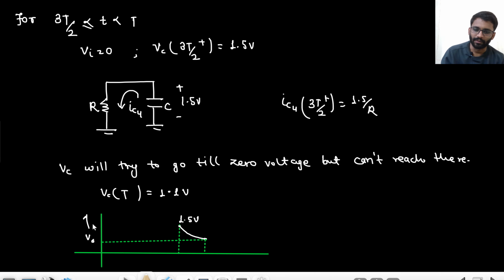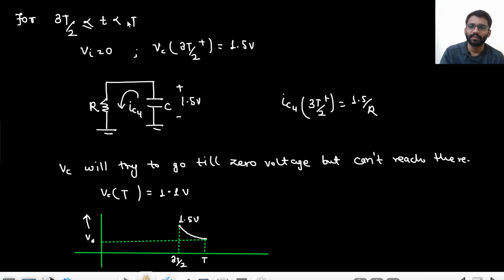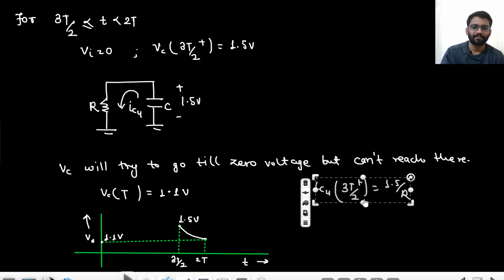This is your V naught. This was 3t by 2 and this is your 2t. From 3t by 2 to 2t, it is discharged to 1.1 volt. And this I should have written here.